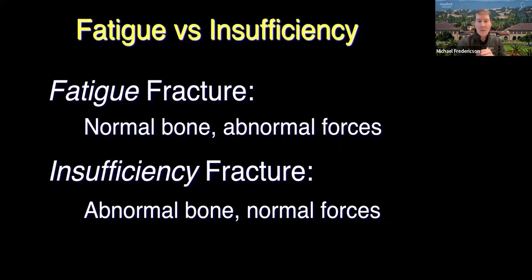So we used to talk about a fatigue fracture, and that would be what we would define as a bone stress injury or stress fracture. So you have normal bone with abnormal forces. And we used to talk about insufficiency fractures more in our older population, particularly older women who have low bone density, and sustained fractures with relatively normal forces. Unfortunately, we realized that many of our young athletes, particularly our young women, fall into this insufficiency category.